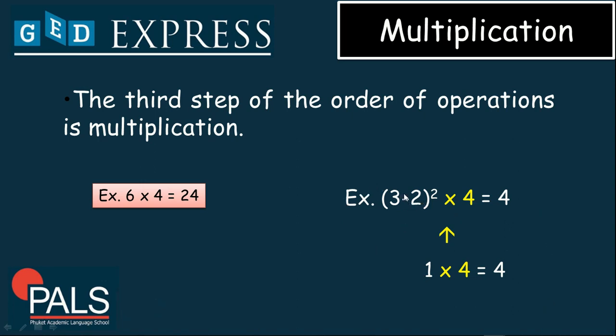Our first priority here is parentheses. 3 minus 2 gives you 1. After that, you go with our next operation, which is the exponent. 1 raised to 2 is still 1, because you are just multiplying 1 by itself. So 1 times 1 is 1. Bring down the next operation, times 4. Since this is the third step, 1 times 4 is equal to 4.